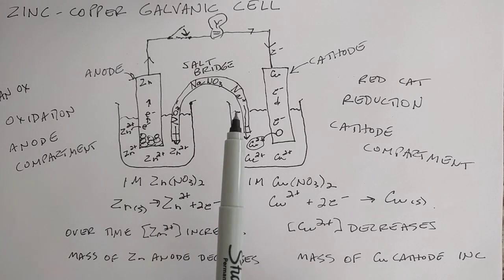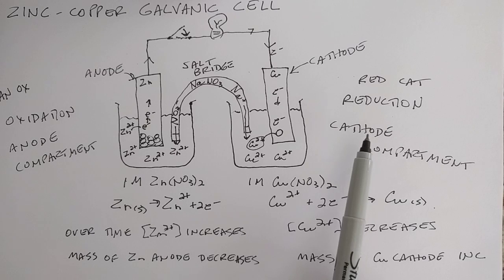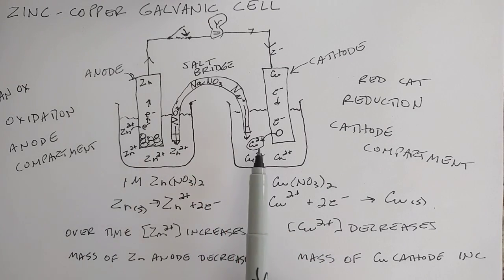So this is our zinc copper cell that we've already done before. We have 1 molar zinc nitrate in our anode compartment where oxidation occurs. And then we have 1 molar copper(II) nitrate in our cathode compartment where reduction occurs. So when the switch is up, we have our solutions.